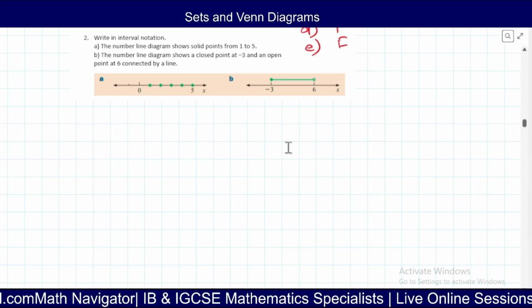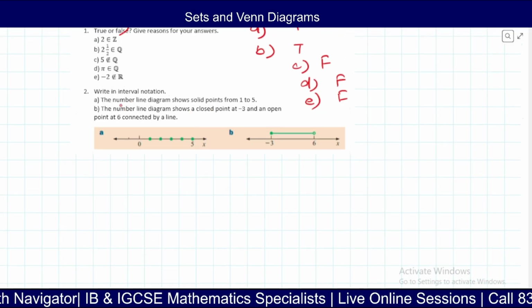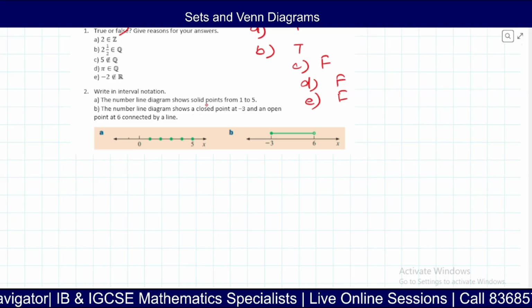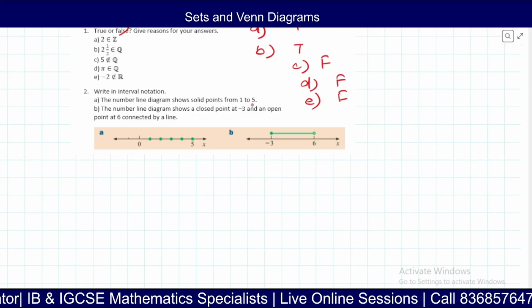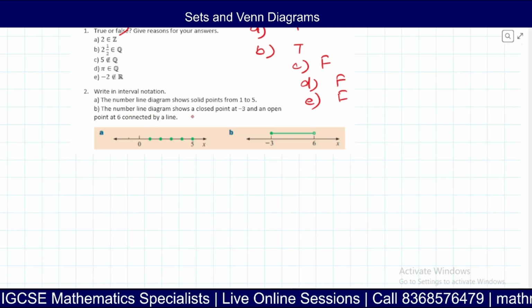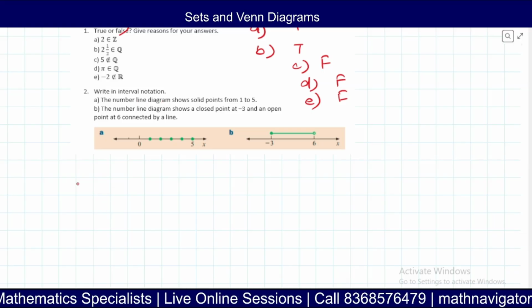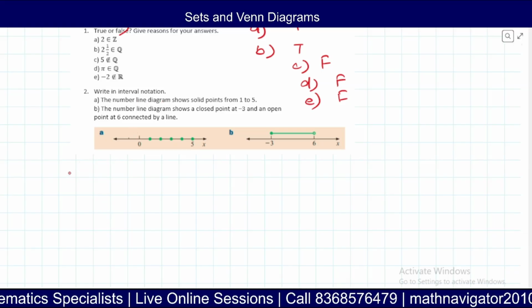Then let's come to the next thing. Write in interval notation. Right. The number line diagram shows solid points from 1 to 5. So the number line shows a closed point at -3 and an open point at the right. In interval notation. What is interval notation? I'll explain it to you.